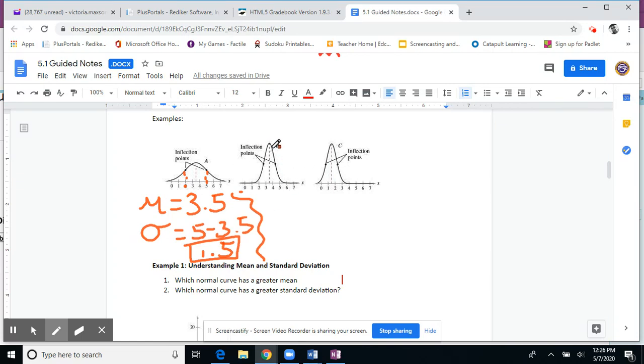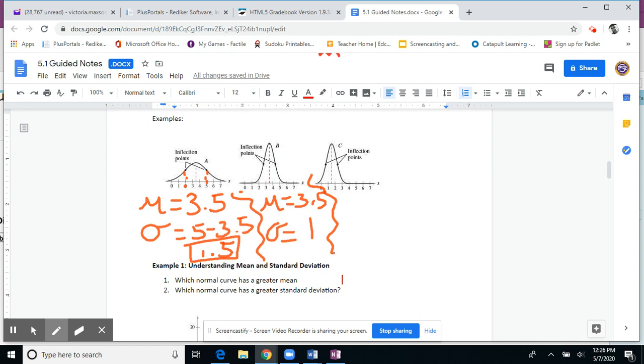For this example, we have the same mean, so the mean is still 3.5, but our standard deviation is different. Now our inflection points line up with 2.5 and 4.5. So that means I have a standard deviation of 1. You'll notice my graph is skinnier. So the larger my standard deviation, the wider the graph; the smaller it is, the skinnier the graph.